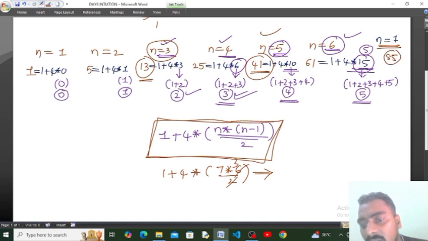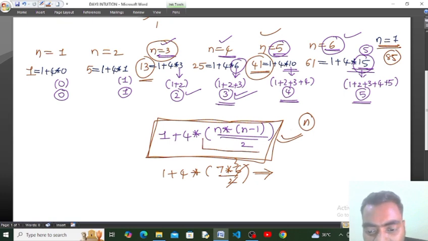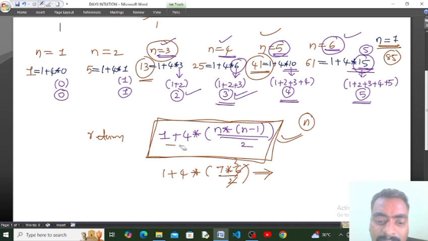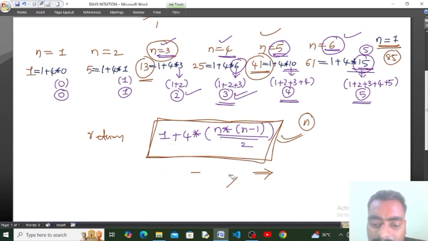I hope you understood how this formula is working. And this formula purely depends upon the n value. Here, only this portion is variable. The remaining 1 plus 4 is common irrespective of the n value, right? I hope you understood this formula, and the code is simple. Just write return before this line in the code editor, and write this formula. Your code will be submitted successfully, right?